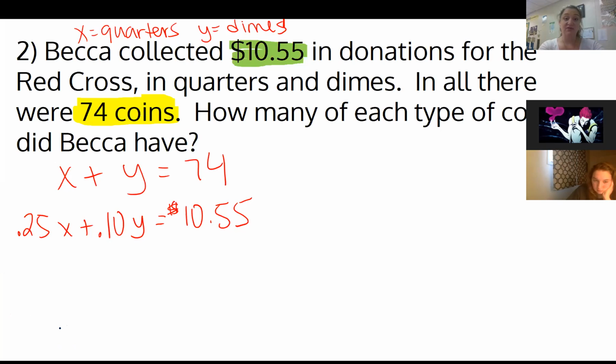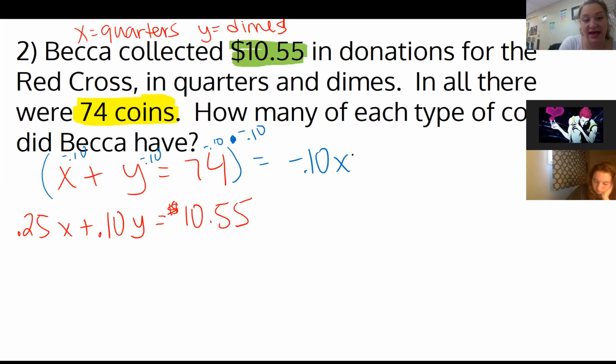So notice I have a positive 1y, right? And positive 0.10y. So what I'm going to do is I'm going to multiply this entire top equation by negative 0.10. Everything is going to get multiplied by negative 0.10, everything, okay? So I have negative 0.10x minus 0.10y equals negative 7.4. Okay, so everything multiplied by negative 0.10.